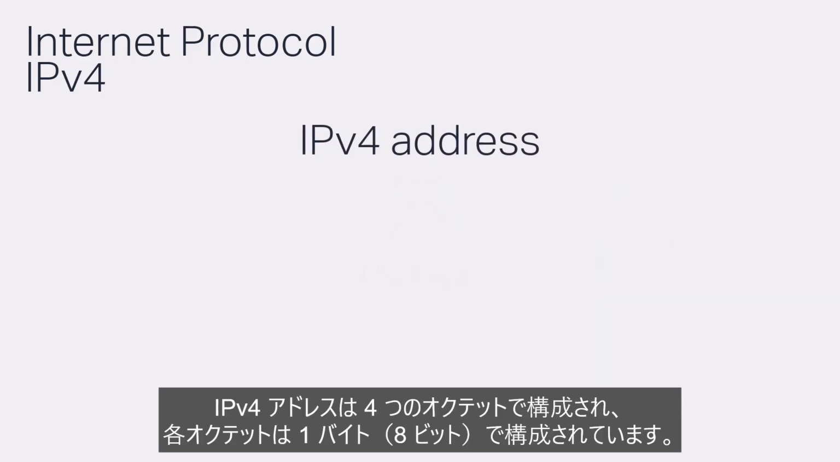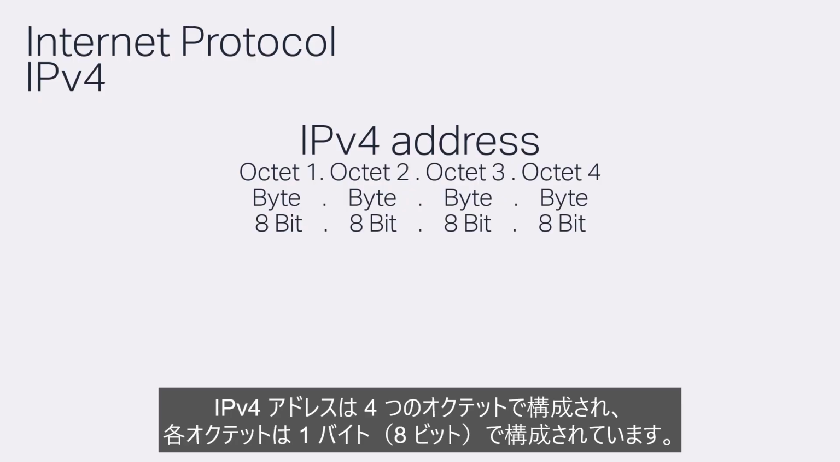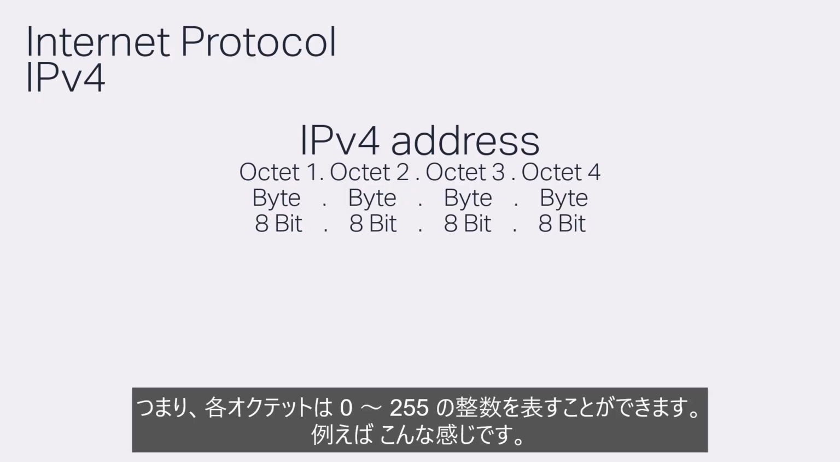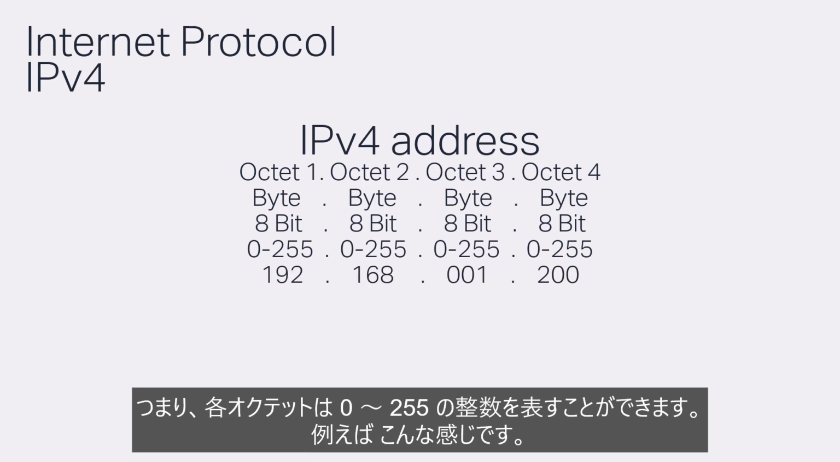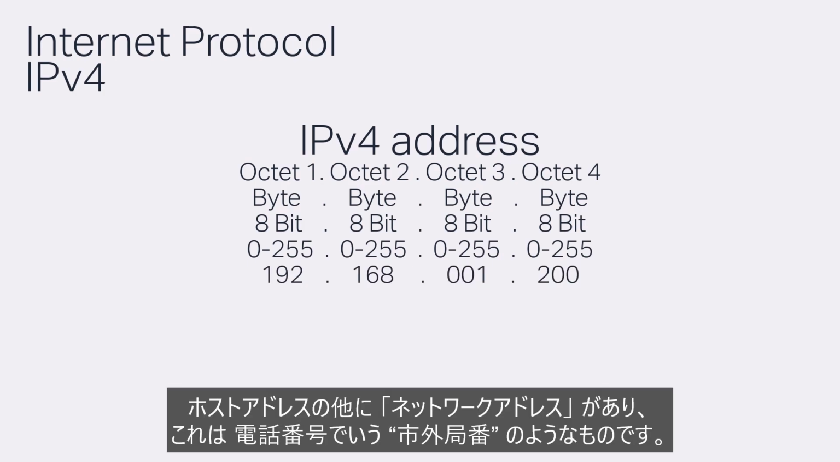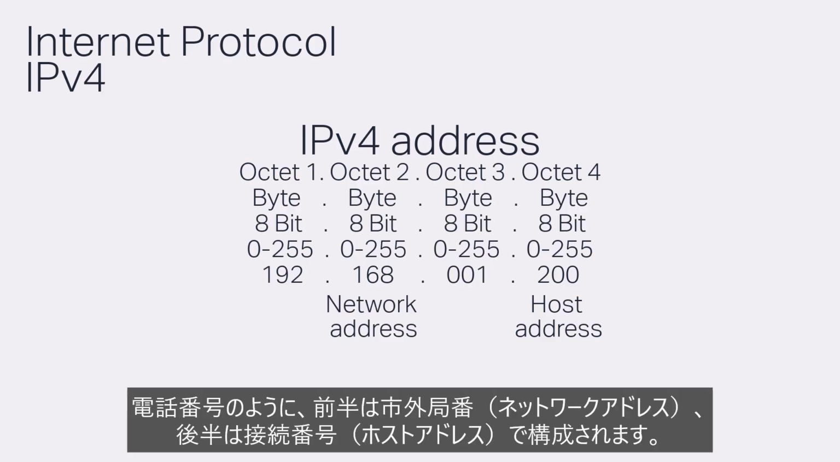An IPv4 address is made up of 4 octets. Each octet consists of 1 byte, which is 8 bits. This means that each octet can represent an integer from 0 to 255, for example, like this. Similar to a telephone number, an IPv4 address consists not only of a host address but also a network address, which corresponds to the area code. And just like a telephone number, the front part is the area code, namely the network address, and the back part is the number of the connection, namely the host address.